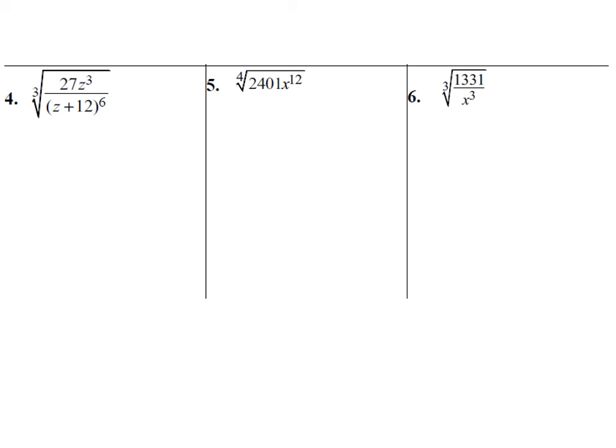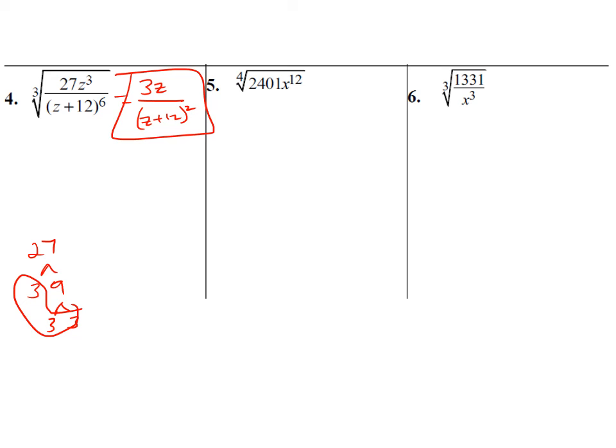So here, index is 3, and I have 27z cubed divided by z plus 12 to the 6th. So if I'm looking at 27z cubed, I can already kind of imagine what 27 is going to break down to, and 27 is 3 times 9. And so, as you can see, the cube root of 27 is 3, right? So that's going to give me 3. 3 divided by 3 is 1z. That's what that's going to give me. And 6 divided by 3 is going to leave me with z plus 12 squared.